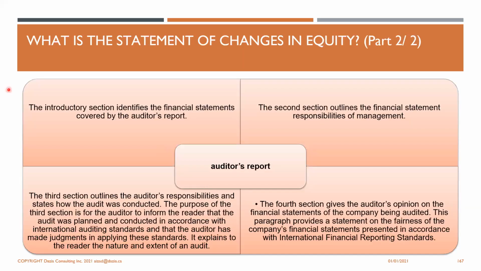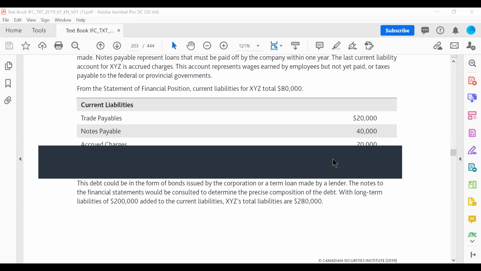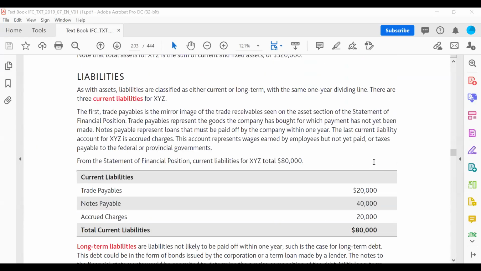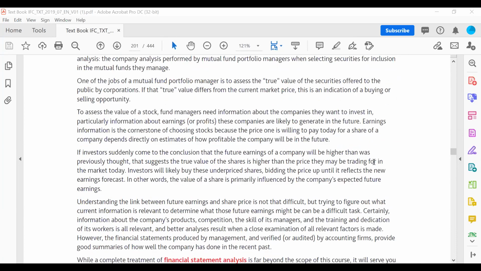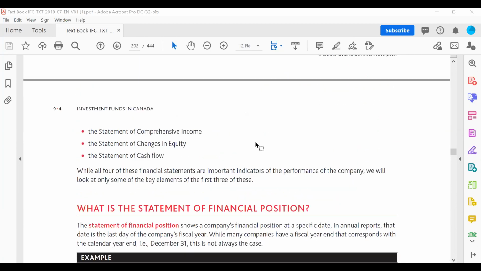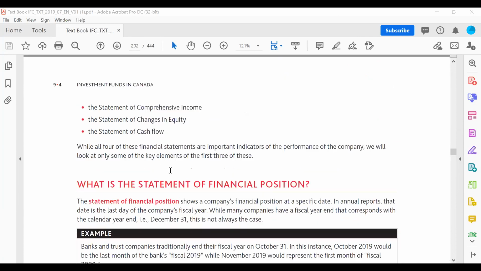Okay, so I want to also show you before we go there. Let me show you in the text also a few things, so you can see my text, right? So this is the chapter we're talking about. So in the statements, we said that there are these statements: comprehensive income, changes in equity, and cash flow, right?